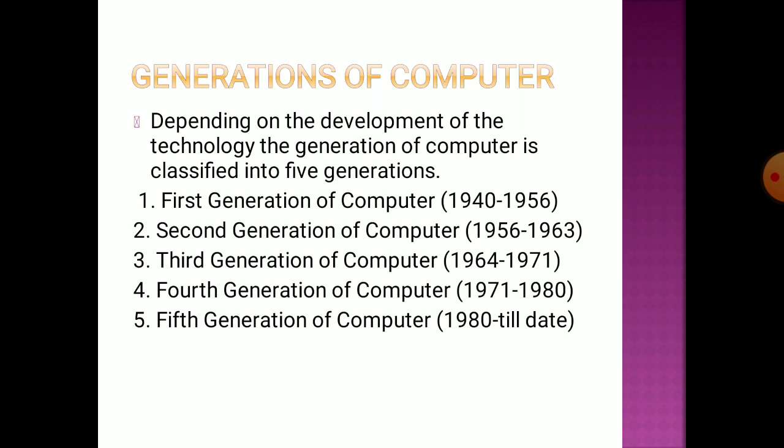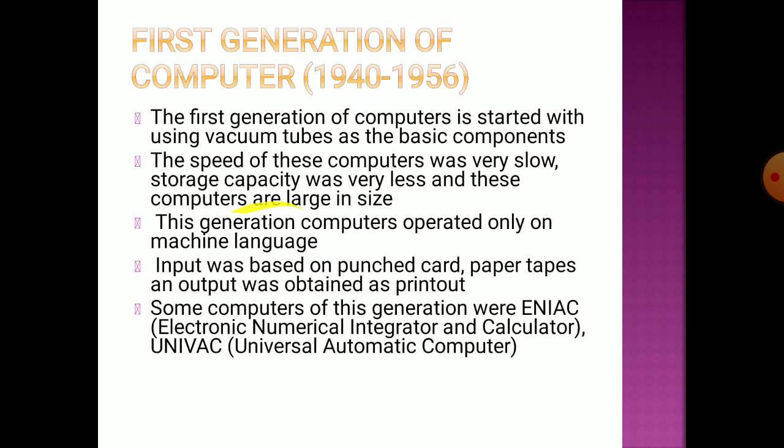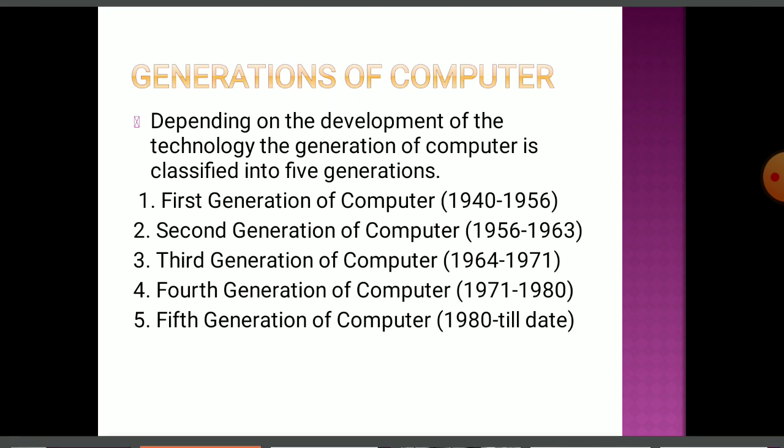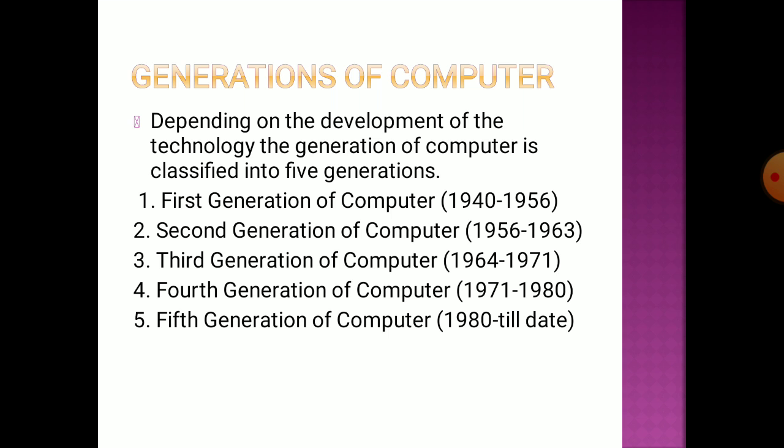In your exam, if you get a question for 5 marks, explain the generations of your computer, then you have to explain all these 5 generations. Or if the question is for 3 marks, they will ask you to explain any 2 of these generations. For example, they will tell you to explain the first generation and second generation, or else third and fourth, or fourth and fifth, like that.